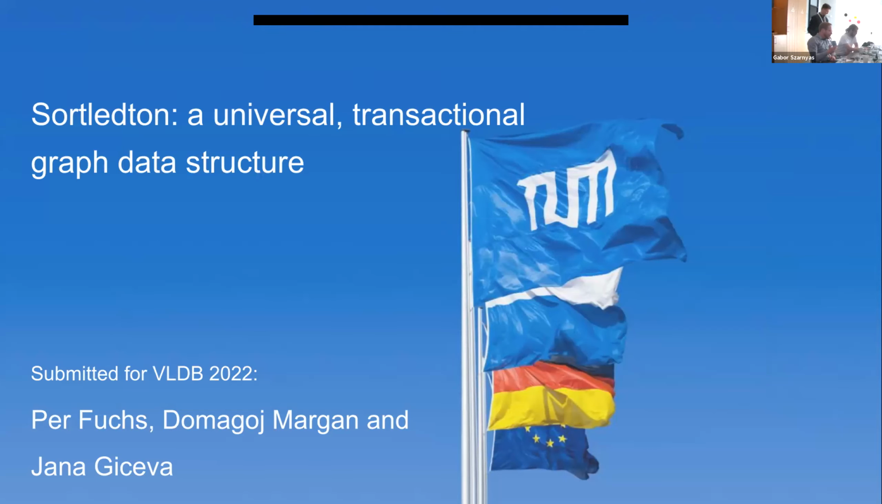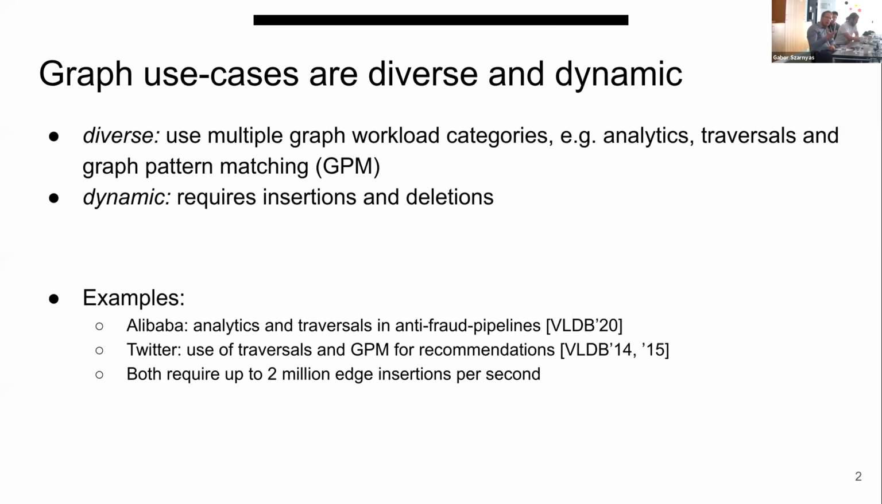I'm Per Fuchs. Today we'll talk about Sortledton, a universal transactional graph data structure, work that has been done together with Domagoj Margan and Jana Giceva. And we jump right into the problem we are solving.